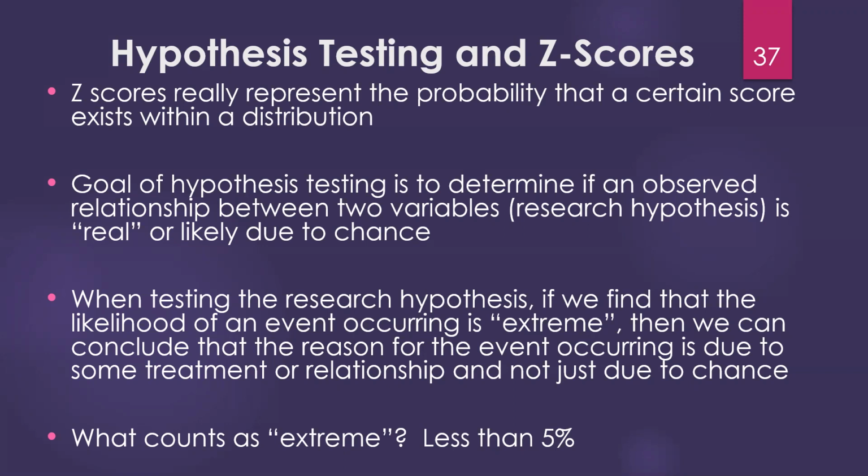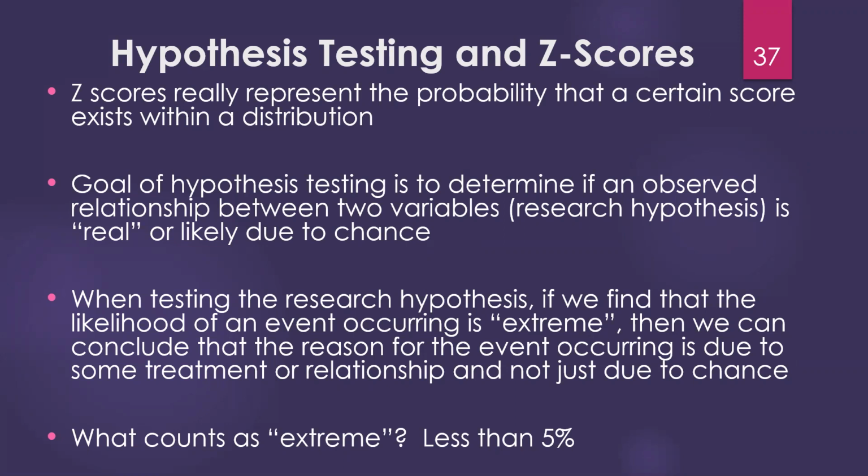And when we start to tie together z-scores and normal curves to everything we did with hypotheses last week, the question is how do we know, once we start doing the statistical tests, if we should be accepting or finding value in a null hypothesis or an alternative hypothesis. And the way that we do that is whether or not an observed relationship is due to chance. So when testing our alternative hypothesis, if we find that the likelihood of a certain event occurring is very extreme, then we can conclude that the reason for that being really extreme is likely due to the independent variable and not just due to chance.